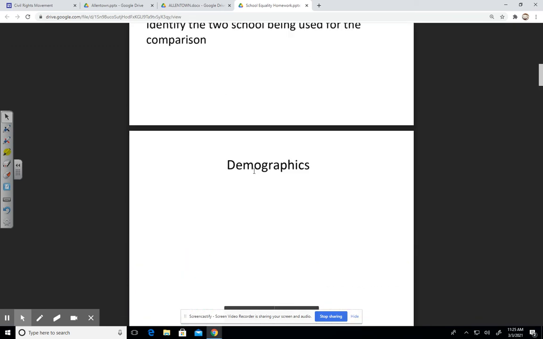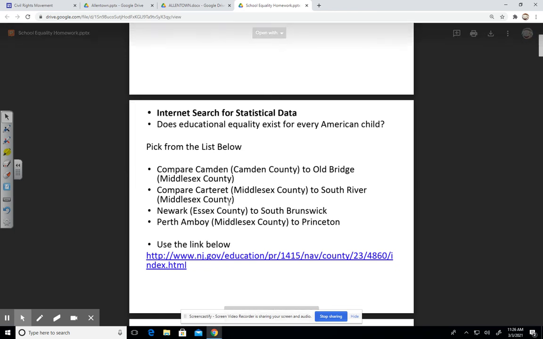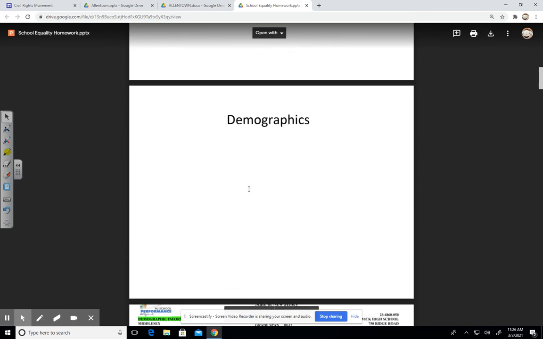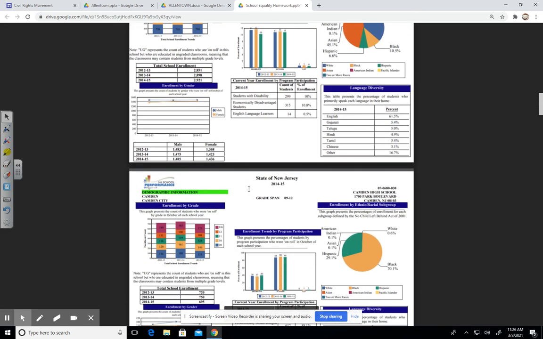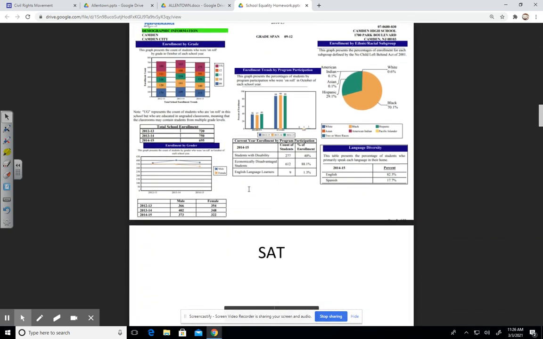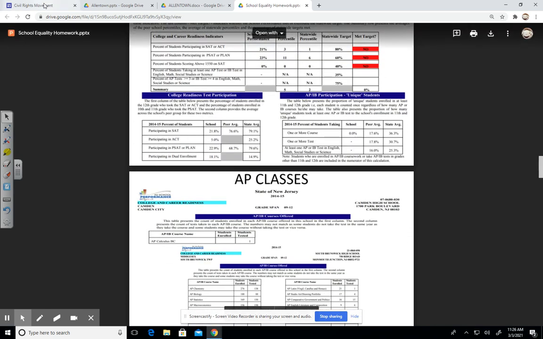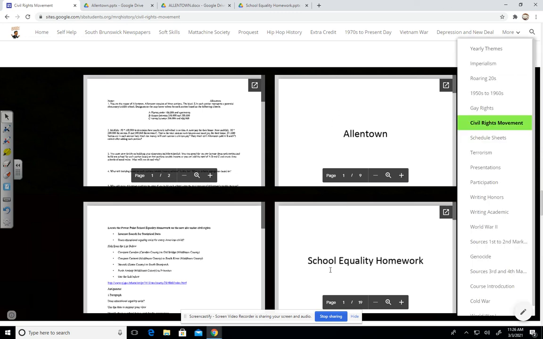You may or may not be asked to compare data, where you're comparing different schools. You want to compare Camden to Old Bridge, Newark to South Brunswick, Perth Amboy to Princeton. Do not compare otherwise. You have to focus on comparing these. Don't try to compare Perth Amboy to Camden or anything like that. Just use the comparison here. What you want to do is look at the data and determine whether or not something like equal schools exists for all Americans, for all high school students. Feel free to access any of these particular files. And that's it.